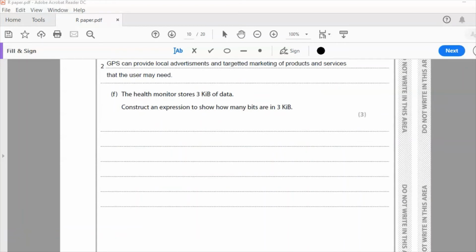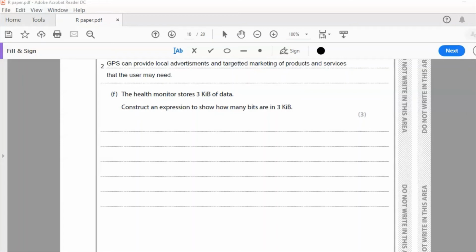Question F. The health monitor stores 3 kilobytes of data. Construct an expression to show how many bits there are in 3 kilobytes. Now, covered this question many times, and we looked at a pyramid. You need to remember that the smallest amount of data you can have is a bit, 8 bits in a byte.